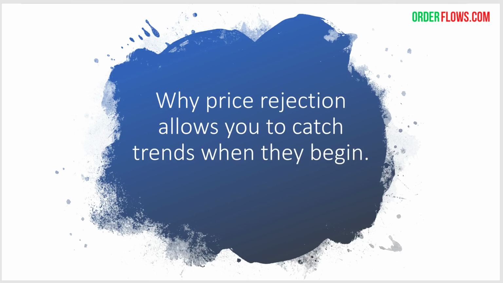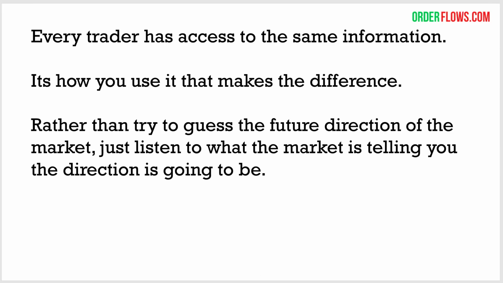The second thing I want to talk about with price rejection is why price rejection allows you to catch trends when they begin. Every trader has access to the same information. I always say this: it's how you use the information that makes the difference. And honestly, the information in the order flow volume footprint chart is information everyone has access to. You don't need level 2, level 3 data. You just need your regular data feed from the exchange, which goes through your broker, or through Kinetic, or IQ feed, or whoever data feed you're using. It comes with the basic subscription. You don't need level 2. You don't need to pay extra for that. And so it boggles my mind sometimes why people don't use this information.